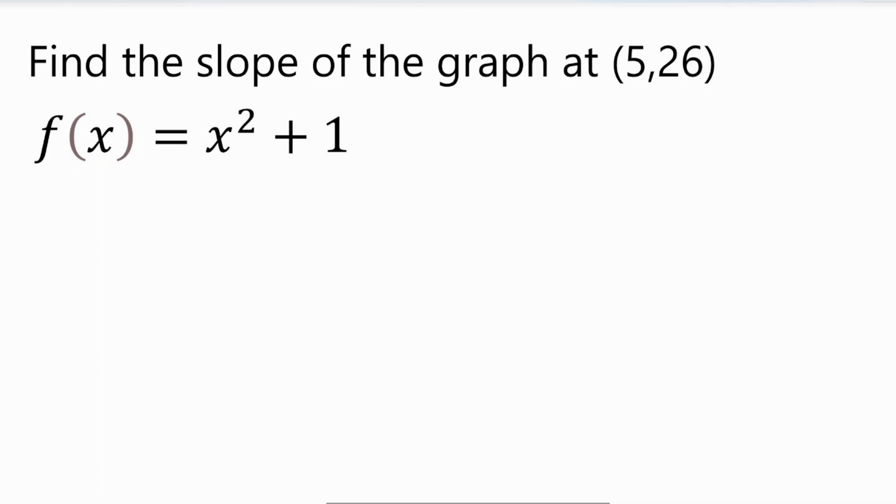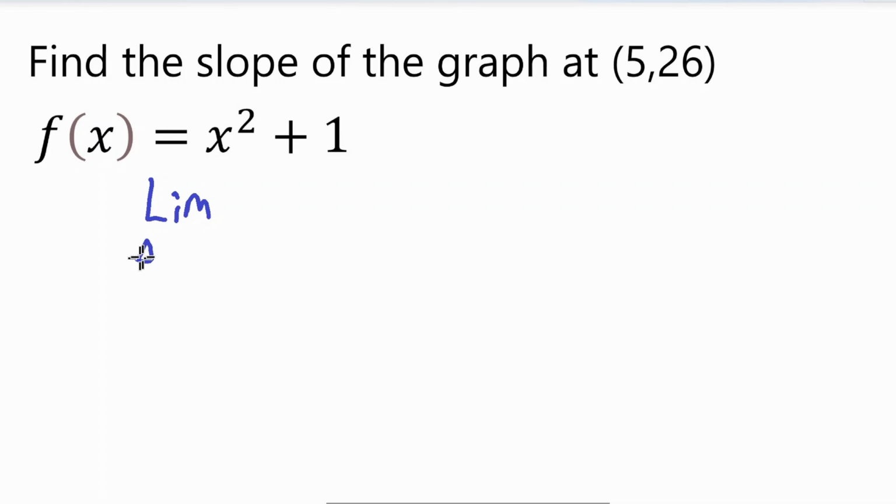Let it be noted that there are many ways to solve this problem, and we're going to be using the difference quotient method to show how it works. It may not be the fastest way, but it is a way to solve it. So let's use it.